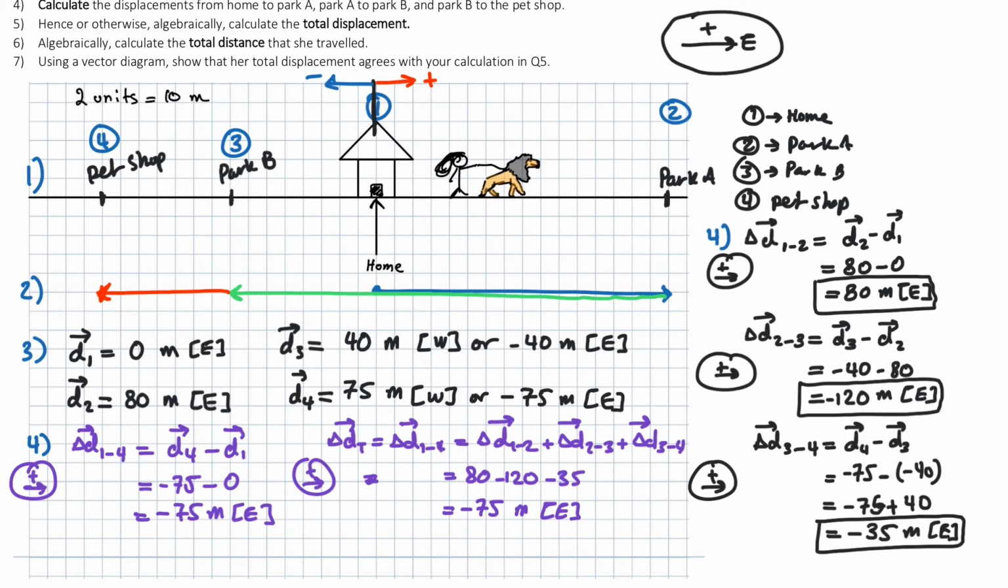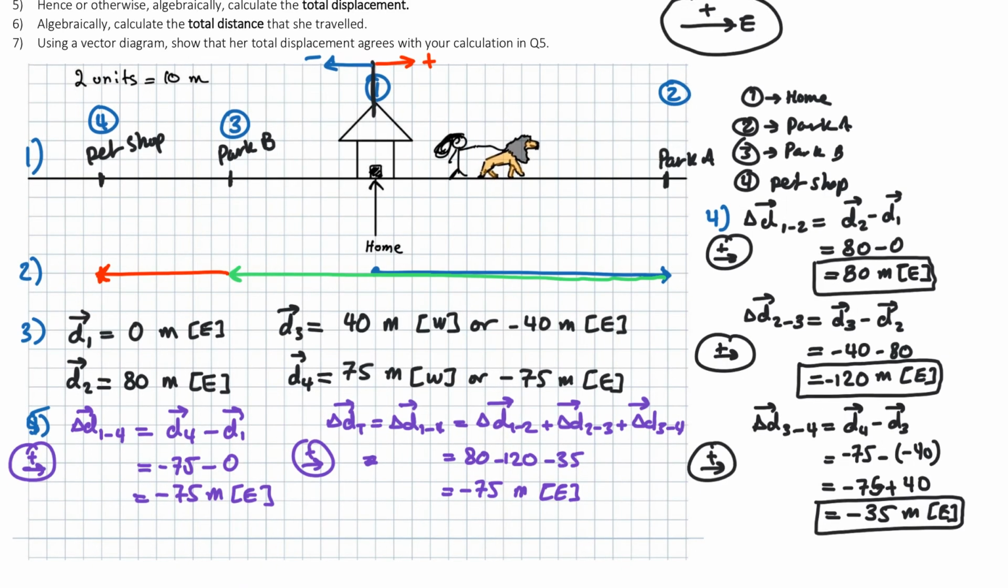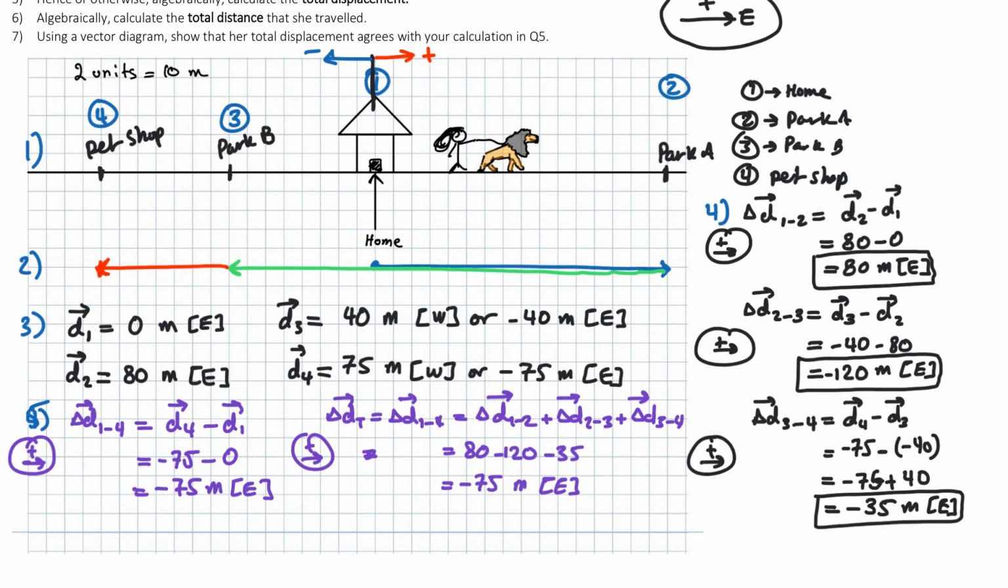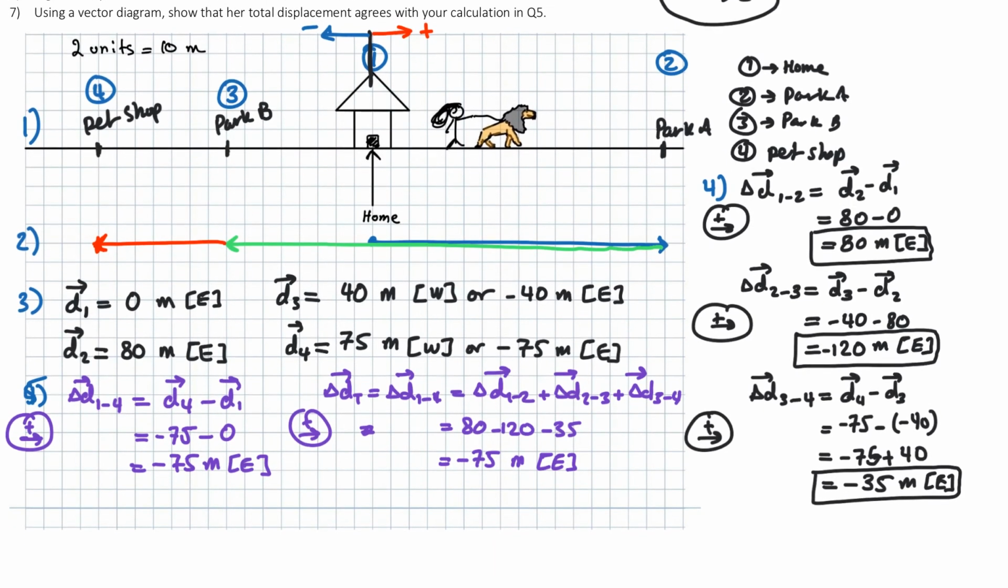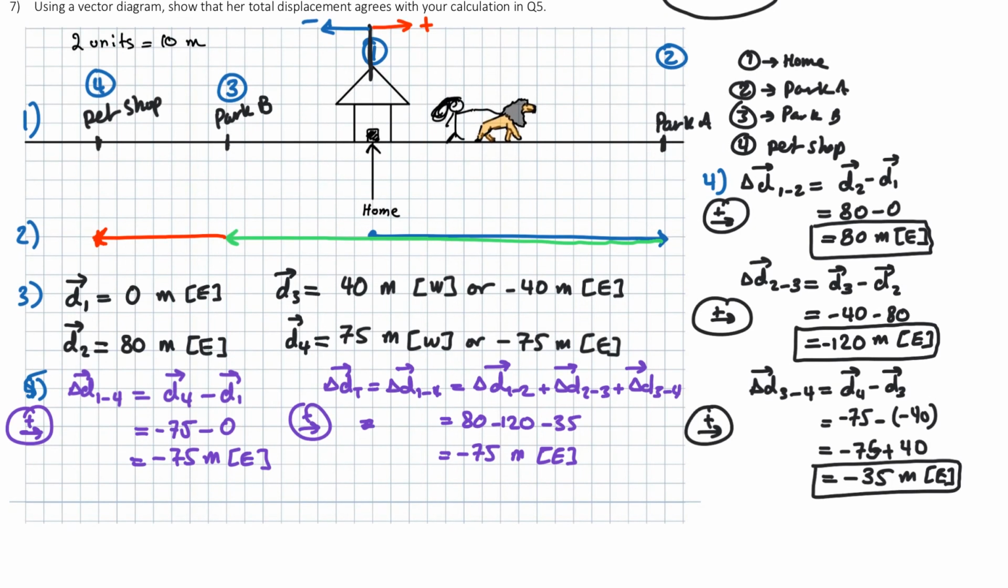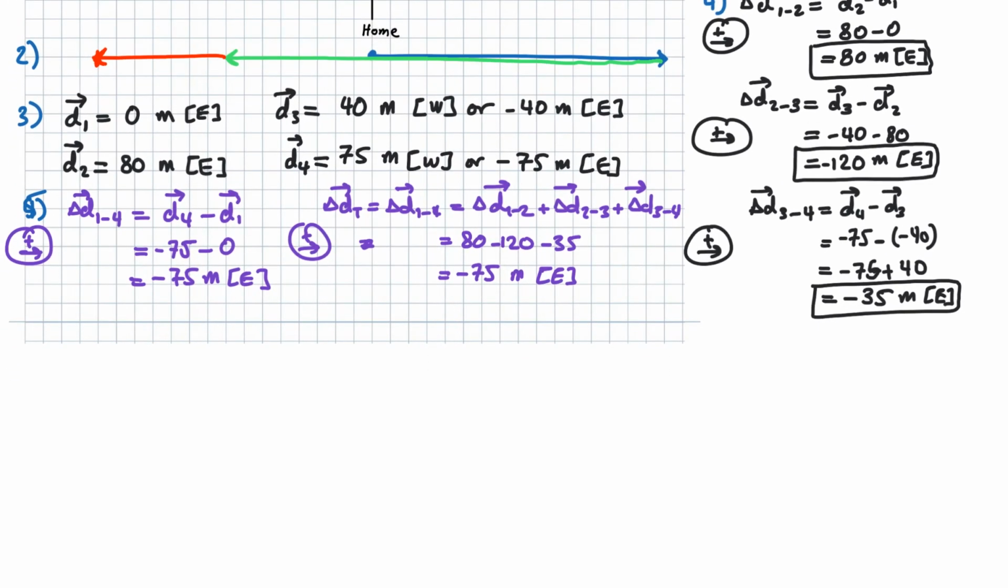Part 6 is asking us, so that was part 5. I don't know why I labeled it as part 4, so I'm going to put 5 there. And I'm going to go up a little bit. Question 6 says, algebraically calculate the total distance traveled. And question 7 says, use a vector diagram to show that her total displacement agrees with your calculation. So we can do both of them here.